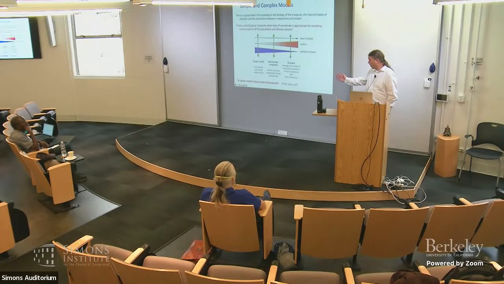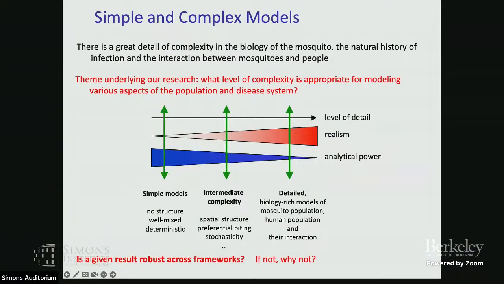So one of the questions we always ask is, is a given result robust across frameworks? If not, why not? Obviously, the more robust a result is across a spectrum of frameworks, the more confidence we can have that it's a genuine result and not just an artifact of the model. On the other hand, if we see some results in one framework but not in another, that tells us we should probe what is the issue that's causing that discrepancy, and then we can identify what the appropriate level of complexity is.